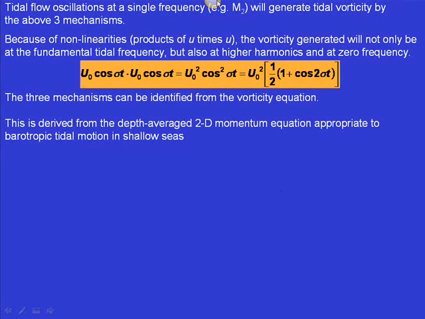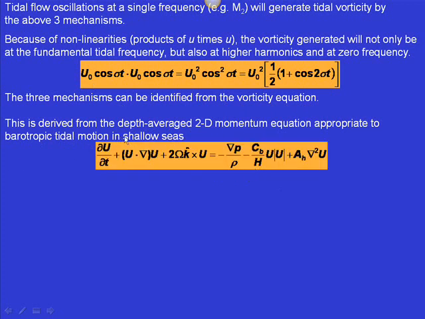So these three mechanisms that we saw schematically can be identified from the vorticity equation. We can derive the vorticity equation from the depth average two-dimensional momentum equation, which is appropriate to barotropic tidal motion in shallow areas. So this is in vector notation, the 2D momentum equation. You have the local acceleration, the advective terms. Omega is the rate of rotation of the Earth. So this is the Coriolis term, pressure gradient, bottom friction, and horizontal friction.